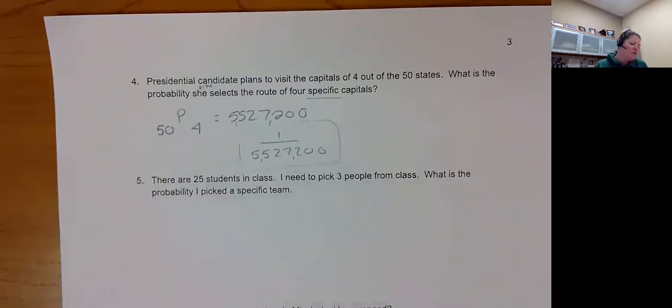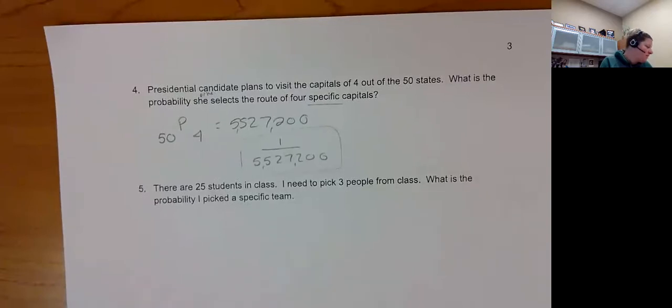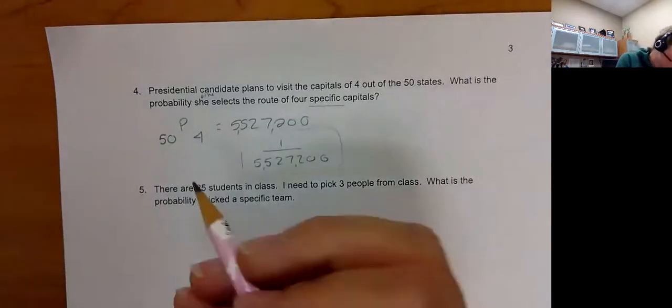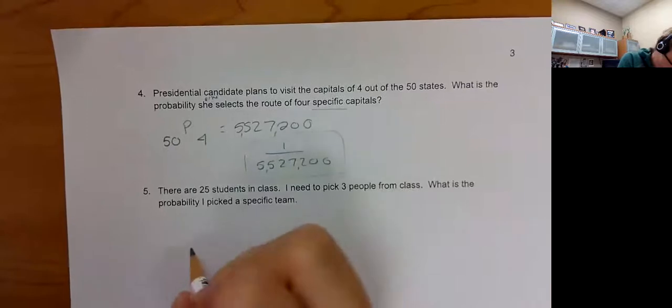So number 5, there are 25 students in a class. I need to pick 3 people from the class. What is the probability I picked a specific team? Okay, so we have 25 and we just want to pick 3 people. Do we really care about the order of those 3 people? Do we say we wanted it to be president, vice president? I don't like that I wrote the words specific team here because I think that was a little easy. So if we have 25 people, choose 3.